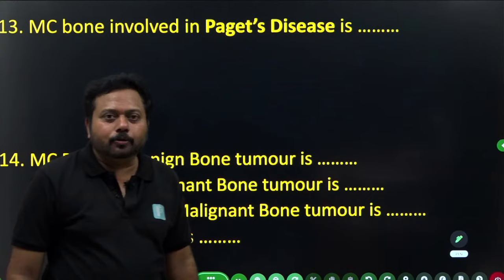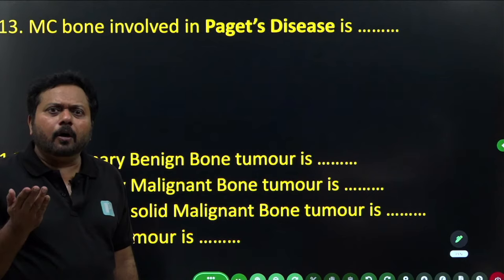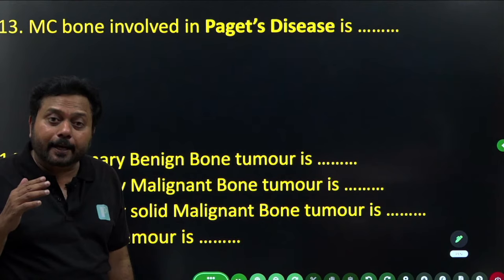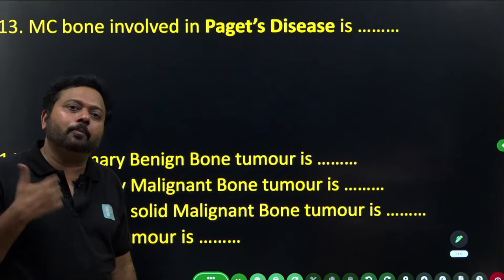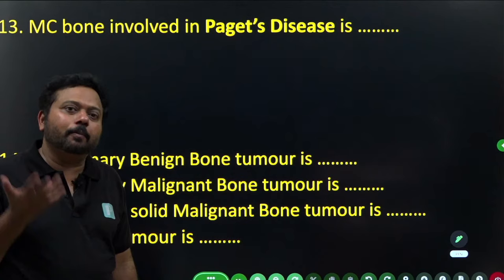Most common bone involved in Paget's disease. Paget's disease is otherwise called osteitis deformans. See, hyperparathyroidism: osteoclastic activity, brown tumor. What is the problem in Paget's disease? In Paget's disease, there is increased osteoblastic activity as well as increased osteoclastic activity.